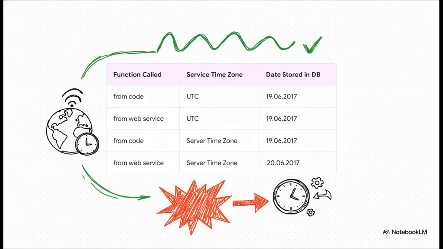Okay, check out these results. The first 3 rows, totally normal. The date stored is June 19th, just like you'd expect. But look at that last row. Whoa. When the function gets called from a web service and the server is using its local time zone, the database stores June 20th. It literally jumped a whole day into the future. How on earth does that happen?